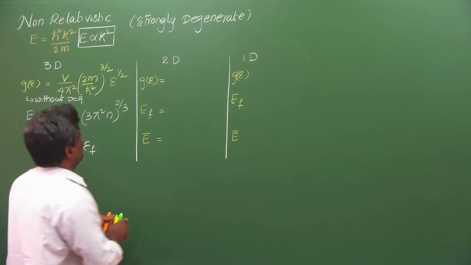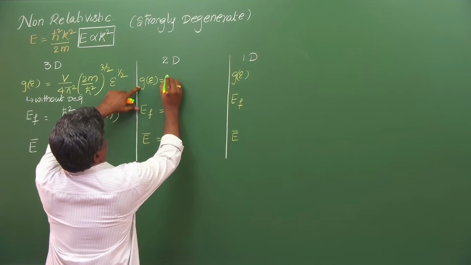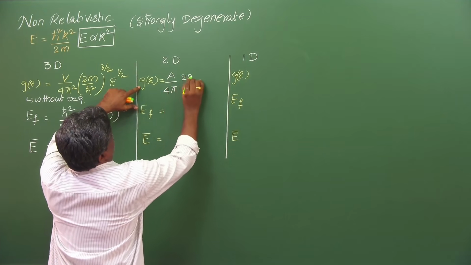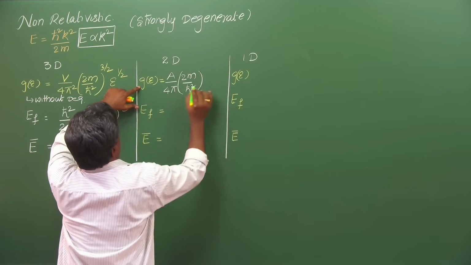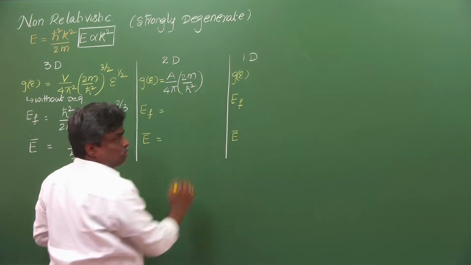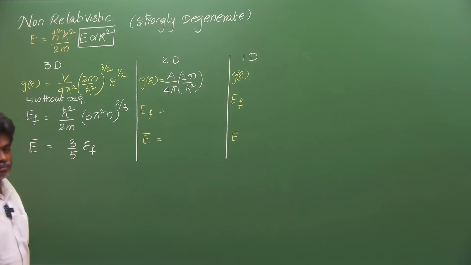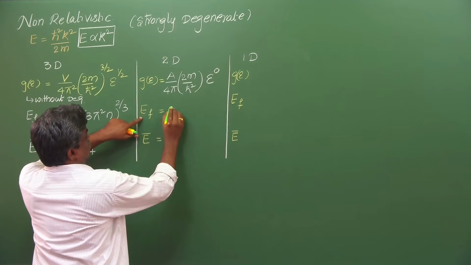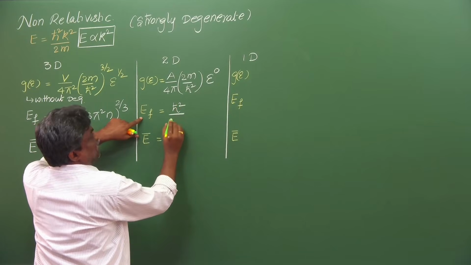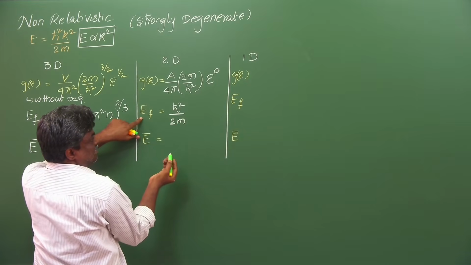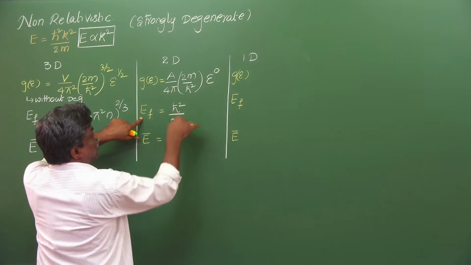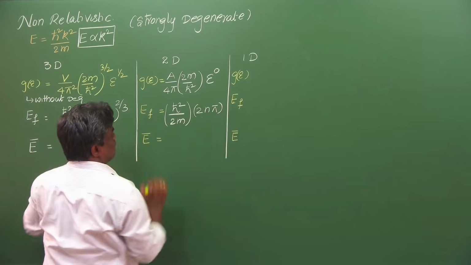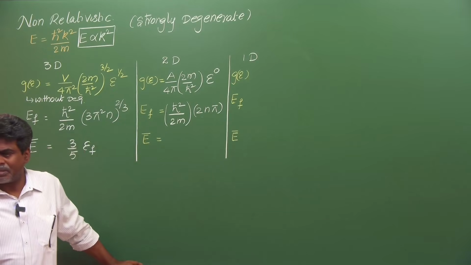Right. Now could you please tell me, in 2 dimensions what is the density of states? 2 dimension means area. Area by 4π (2m/ħ²) to the power... no, no power, 2D, so E to the power 0. Next EF: ħ²/2m times 2nπ. Have you done this? But very few people are saying the answer.